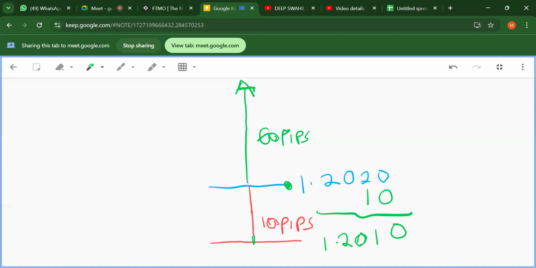If the market gets to that point, I will exit with a stop loss of 10 pips. But if in any case it goes in my favor by 60 pips, add that 60 pips to the price. Again, you'll have 1.2020 plus 60 pips. If you are targeting 60 pips, it means when the market gets to 1.2080, you will have captured 60 pips.